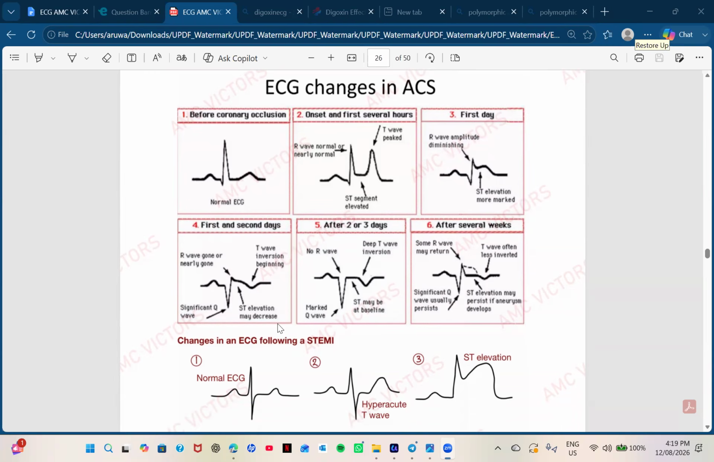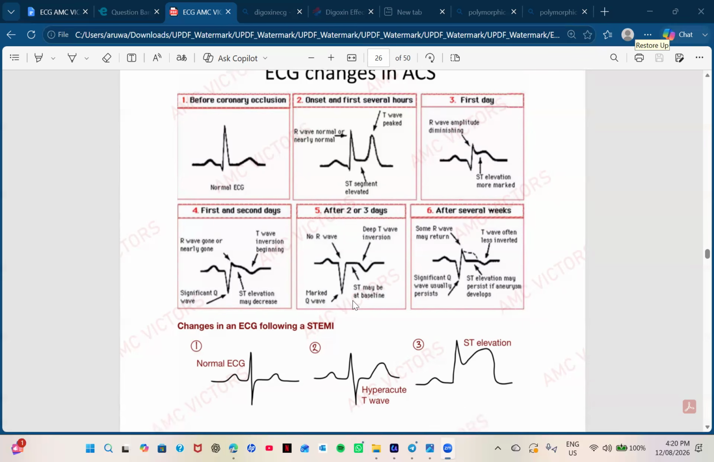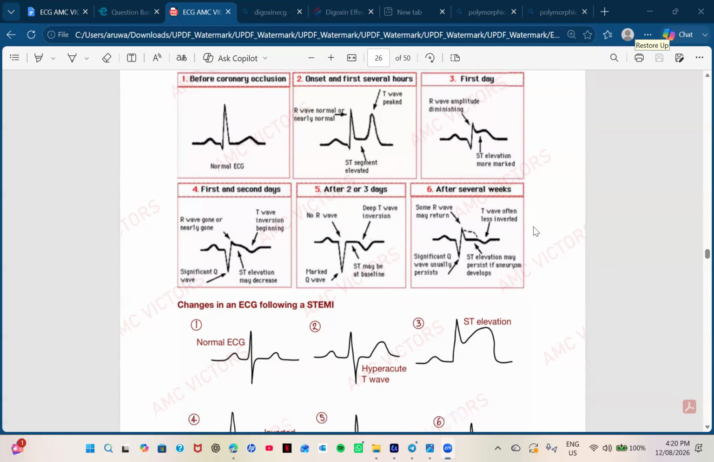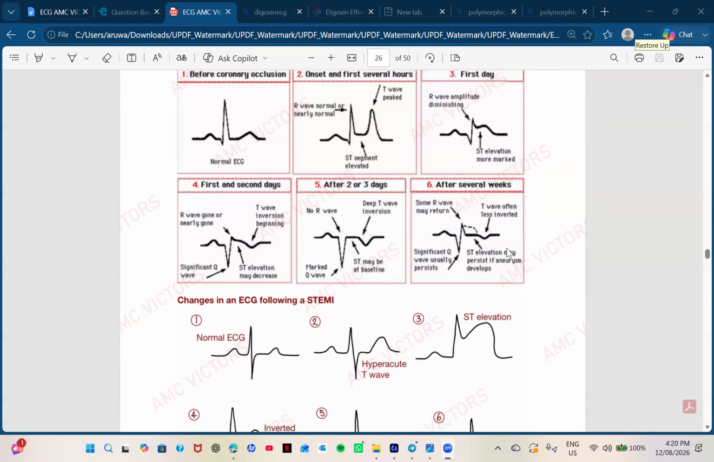may decrease, right? R wave gone or nearly gone, and you can see that significant pathological Q wave, right? Pathological Q wave. Then after 2 to 3 days, you can see the pathological Q wave, then deep T wave inversion. ST may be at the baseline. Then after several weeks, the ST elevation may persist.